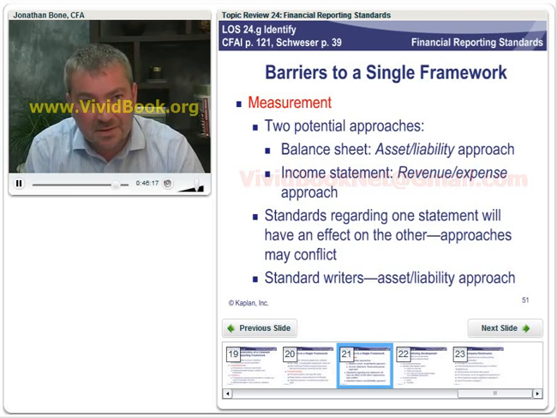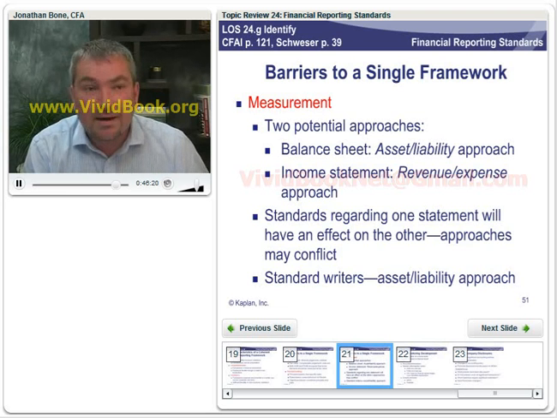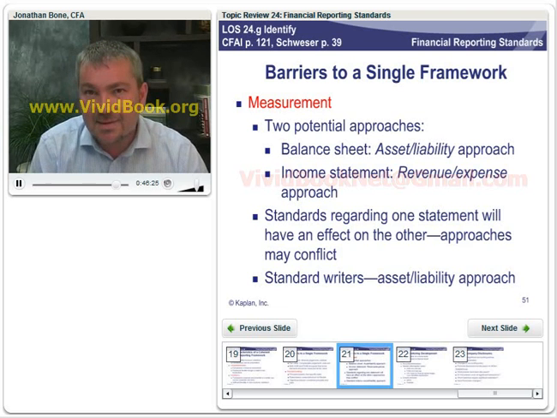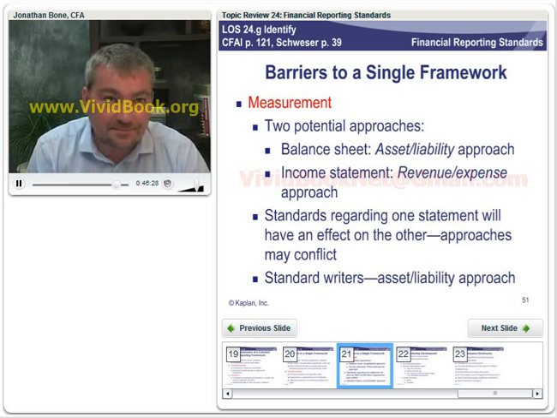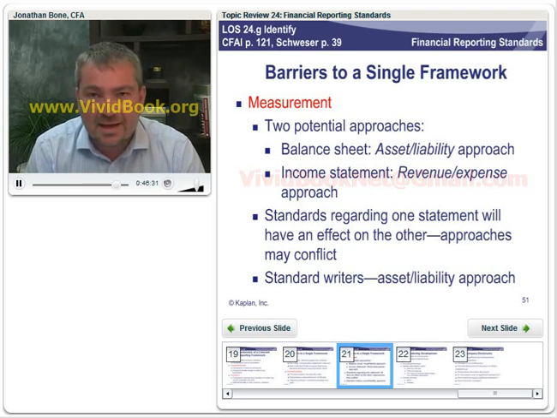So if you focus on the balance sheet, the income statement becomes the other side of the accounting treatment, keeping it all balancing. If you focus on the income statement, then the balance sheet becomes the other side of the accounting transaction, keeping it all balancing. So, by definition, standards regarding one statement will have effects on the other. So, for example, lots of transactions will affect both the balance sheet and income statement. What we're saying is if the double entry, one part hits the balance sheet, one part hits the income statement, then by definition, any standard that affects one statement will have an impact on the other.